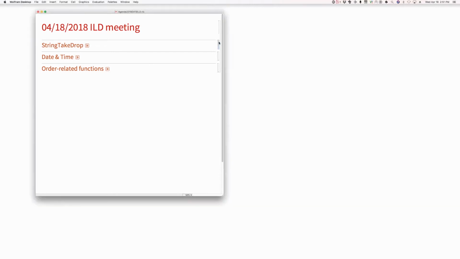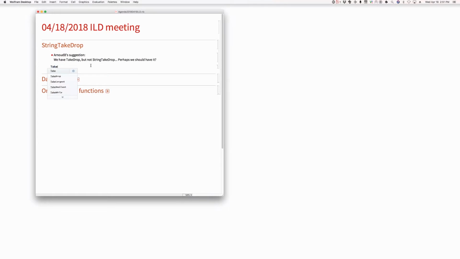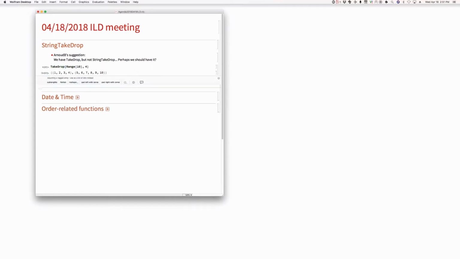The first, I think, is very straightforward. String take drop. Okay, so we have take drop, which just breaks a string. So like 4, for example, will do that, right? Mm-hmm. Seems like string take drop is an obviously useful thing if one's iterating through a string.